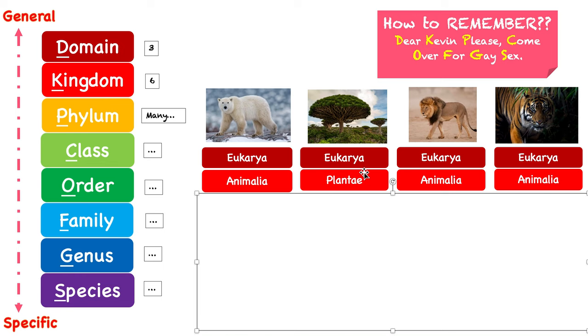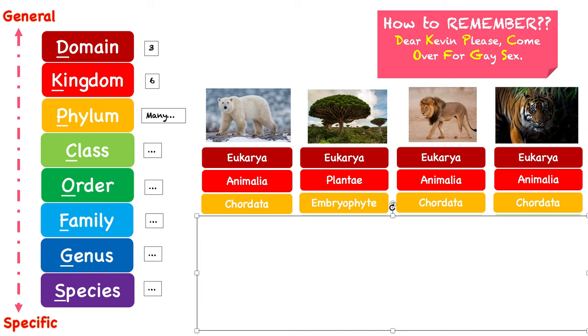Then we go to phylum. There are many, many kinds of phylum. You don't need to remember any of them at the moment. Just know we're going now from general, remember general, to specific. So we're going more specific, and now we can see that this one is starting to get different.